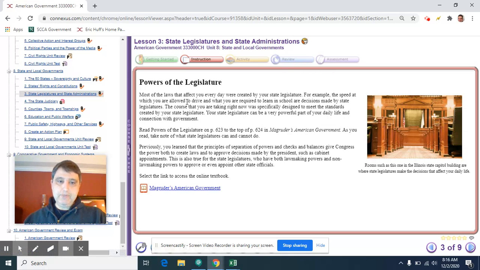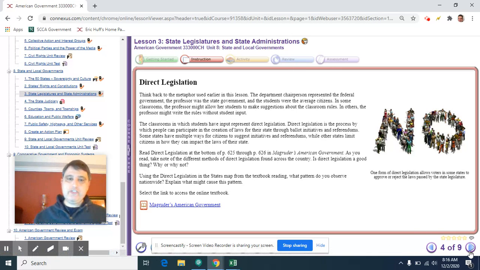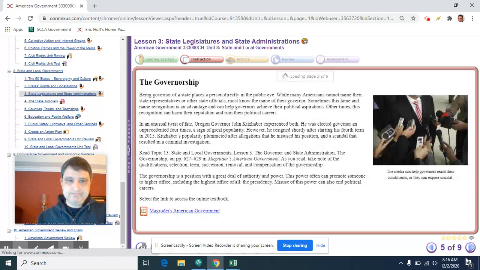Okay. You'll read about the powers of the state legislature. Of course, in South Carolina, we call the state legislature the General Assembly, but they call it different things in different states. You're going to look at this concept of direct legislation, which is kind of an interesting idea. It's different than how the federal government works, and it's more possible when you're talking about smaller political areas, specifically states. And you're going to look at, would direct legislation be possible at the federal level? How would that work? So you'll read about that.